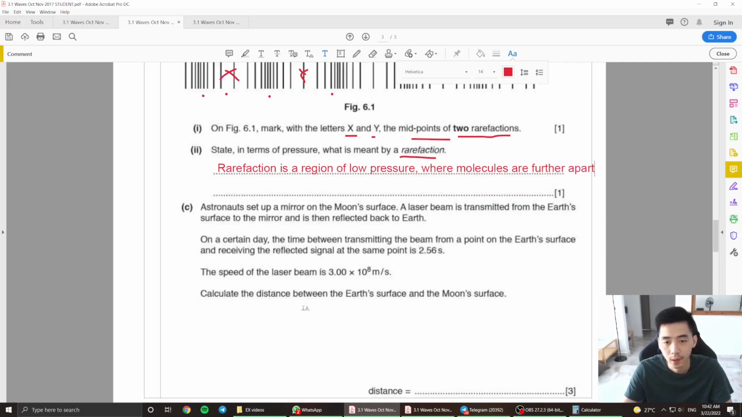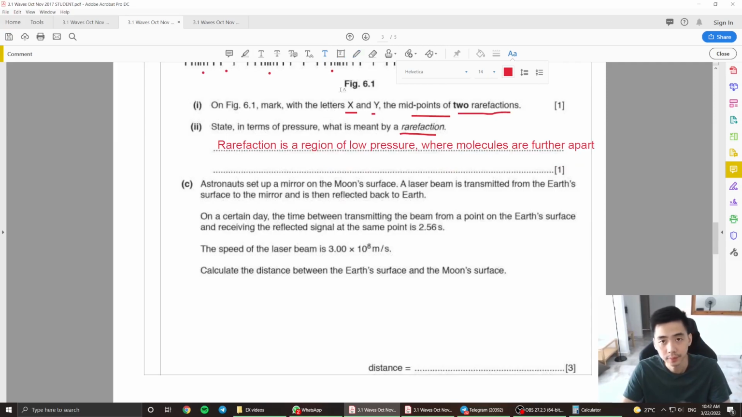Okay. And after that, an astronaut sets up a mirror on the moon's surface. A laser beam is transmitted from Earth's surface to the mirror and is then reflected back to Earth. On a certain day, the time between transmitting the beam from a point on the Earth's surface and receiving the reflected signal at the same point is 2.56 seconds. This is the speed. Calculate the distance.